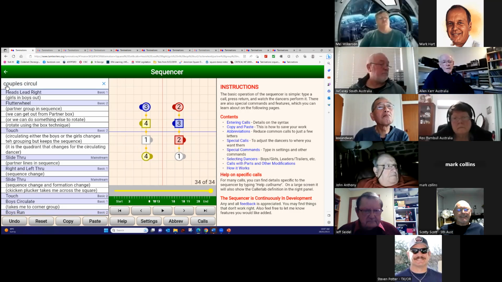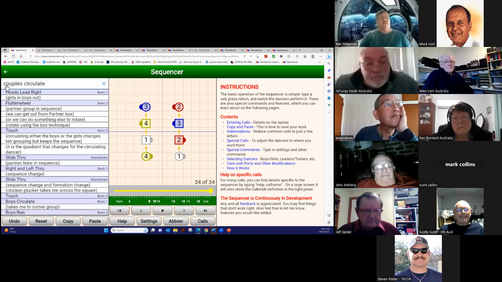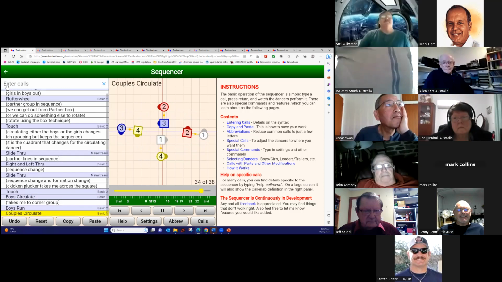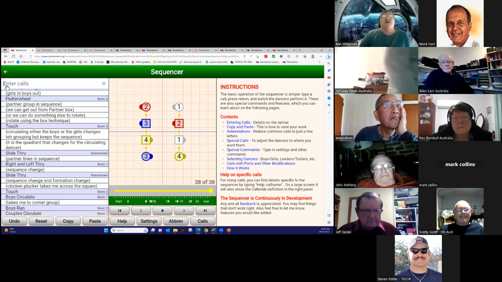I'm just doing this for a reason. I didn't want to move, but anyway. I just wanted to show this. Even if I do that, I'm still in a corner group. So all I'm doing is just moving what quadrant they're in.